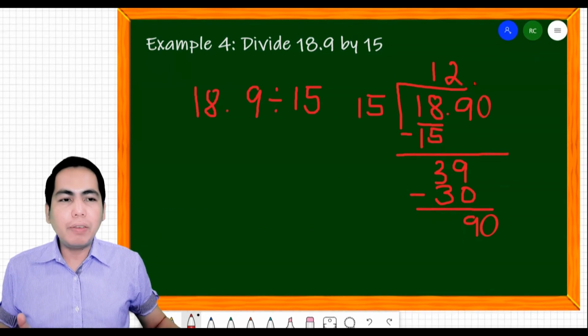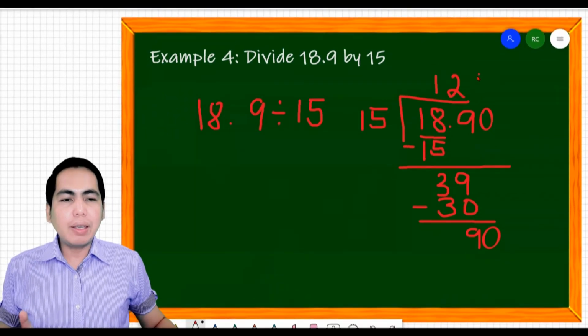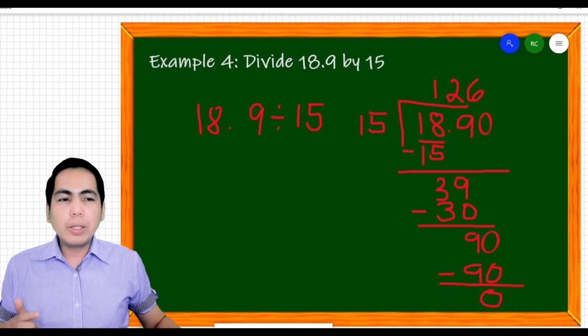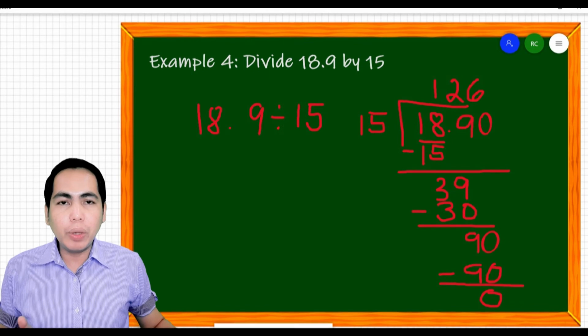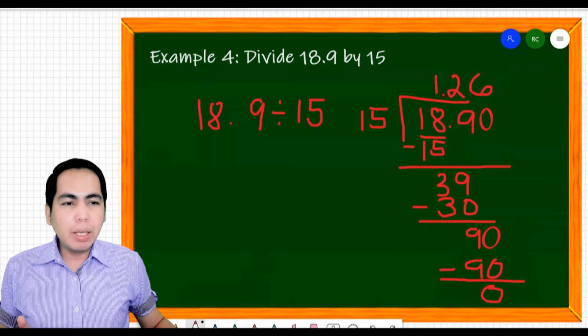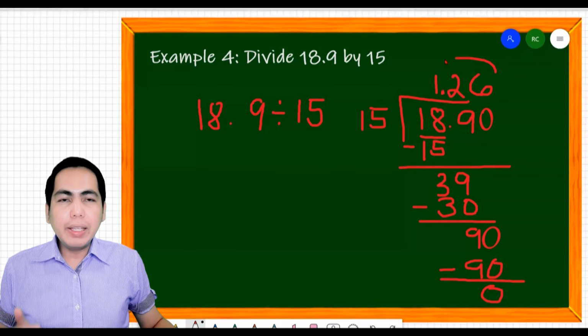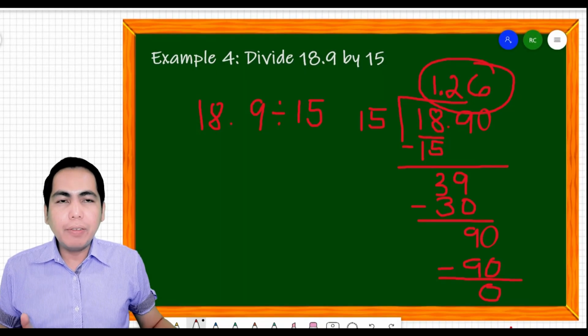90 divided by 15 is 6. 6 times 15 is 90. So 90 minus 90 is 0. So the decimal point in our quotient is directly above the decimal point in our dividend. So the decimal point is here. Therefore, the quotient of 18 and 9 tenths divided by 15 is 1 and 26 hundredths.